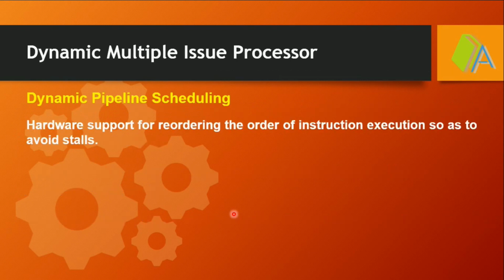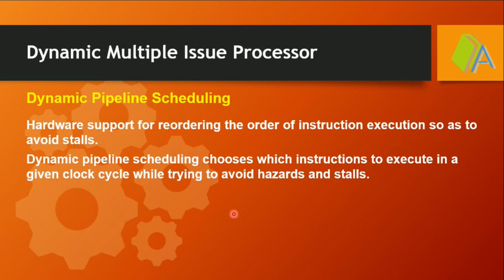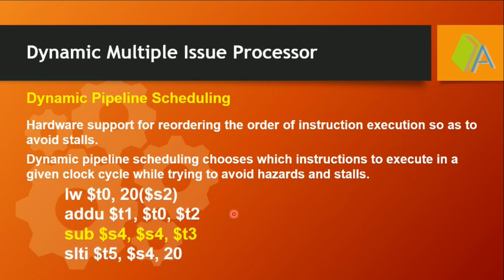So in dynamic pipeline scheduling, the reordering of the code or the instructions is done by means of hardware to overcome pipeline stall or hazard. Dynamic pipelining chooses which instruction to execute in a given clock cycle while trying to avoid hazards and stall. This is happening during runtime. So consider this particular example.